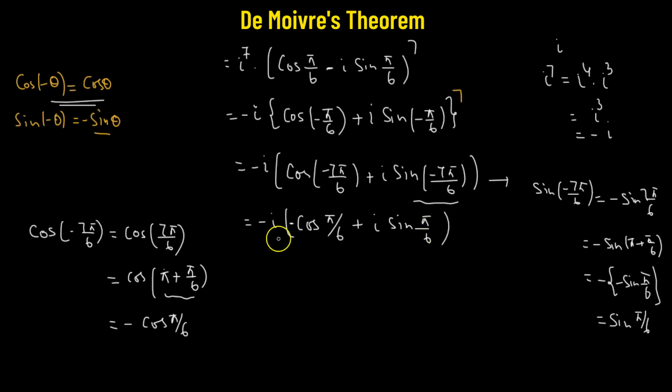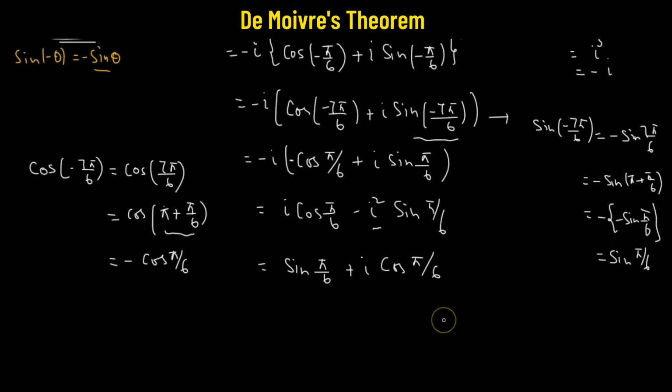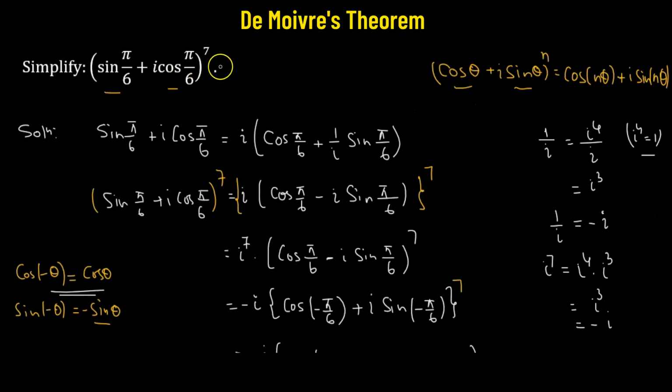Now we'll multiply negative iota to each of the terms. So we have iota times cosine of pi over 6 minus iota squared times sine pi over 6. Now iota squared is simply negative 1. So that means we have positive sine pi over 6 plus iota times cosine of pi over 6. Right. So we can now finally substitute the values. Sine pi over 6 is 1/2 plus iota times cosine pi over 6, that's square root of 3 over 2. So the simplified value of this particular expression is 1/2 plus iota times square root of 3 over 2.